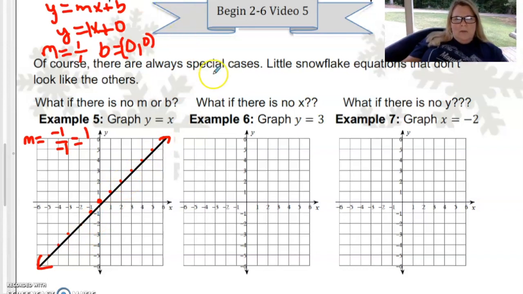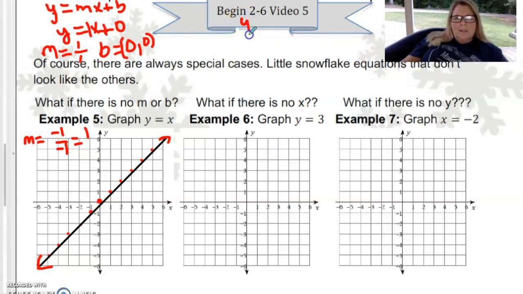Now we're going to come back over here to this one. This one looks really strange because there's just a y and a 3. So a y and a 3. If we look at that, I'm going to kind of talk about it, but then I'm going to show you the really easy way to graph it.